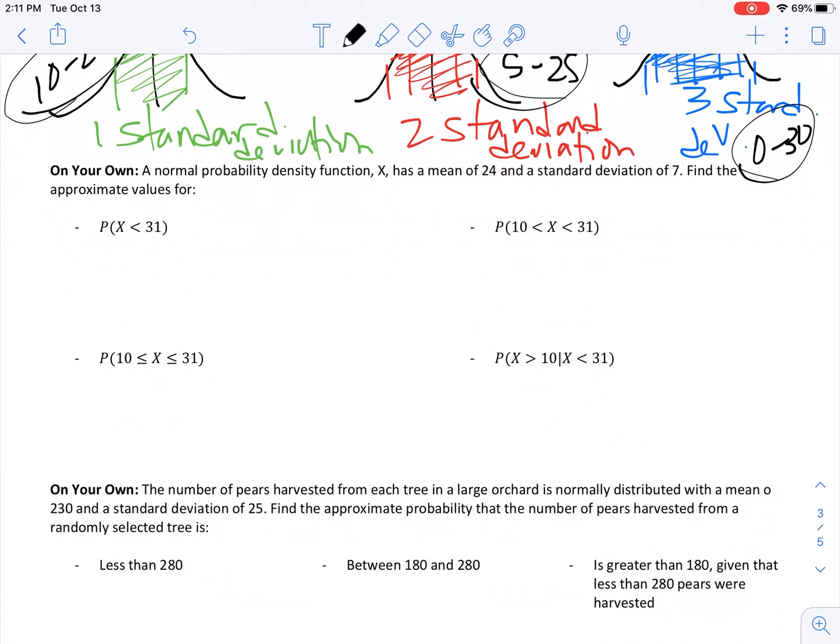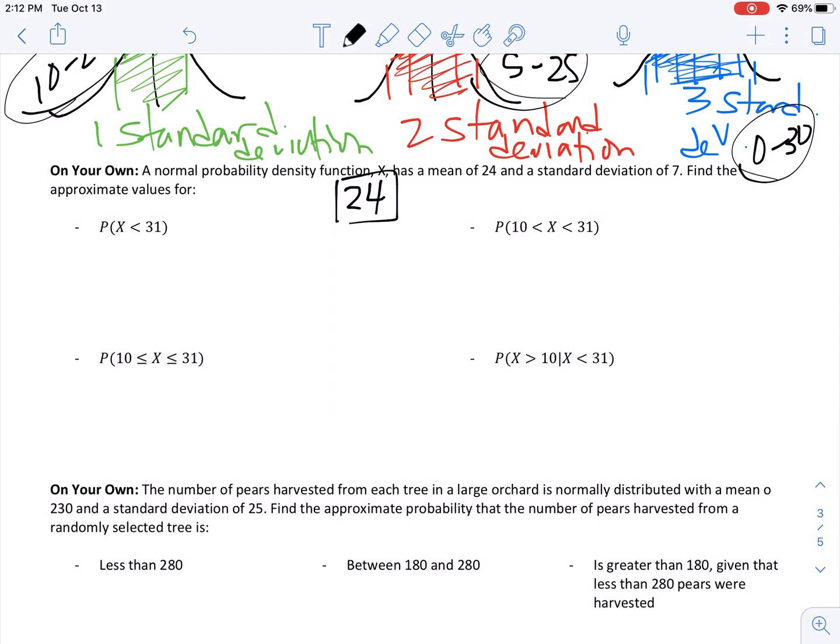Okay, a normal probability density function x has a mean of 24 and a standard deviation of 7. Find the approximate values of these other things. Okay, so I'm going to sort of do the same thing that we did before. I think this is easier for me to look at. 24 is where everything is based off of, right? Because that's that mu.